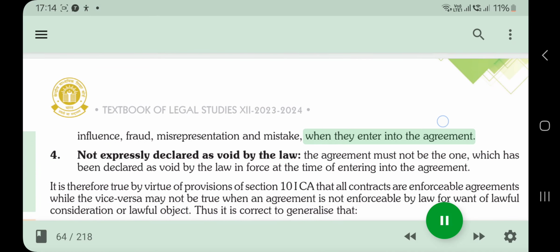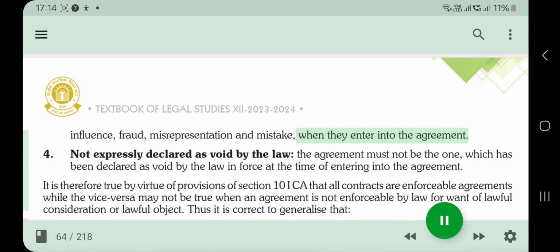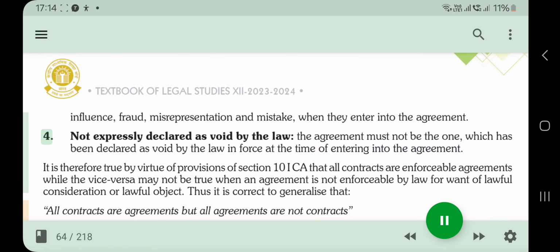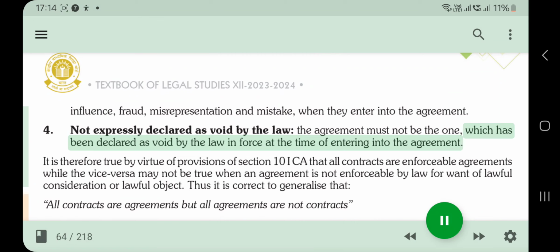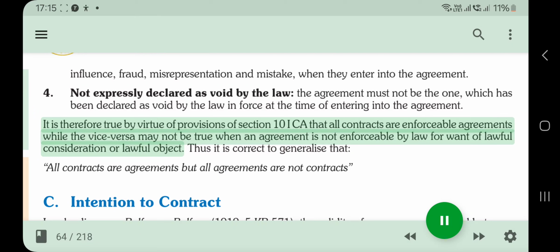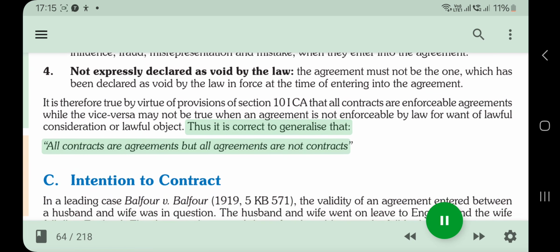influence, fraud, misrepresentation and mistake, when they enter into the agreement. 4. Not expressly declared as void by the law. The agreement must not be one which has been declared as void by the law in force at the time of entering into the agreement. It is therefore true by virtue of Section 10 ICA that all contracts are enforceable agreements, while the vice versa may not be true when an agreement is not enforceable by law for want of lawful consideration or lawful object. Thus it is correct to generalize that all contracts are agreements but all agreements are not contracts.